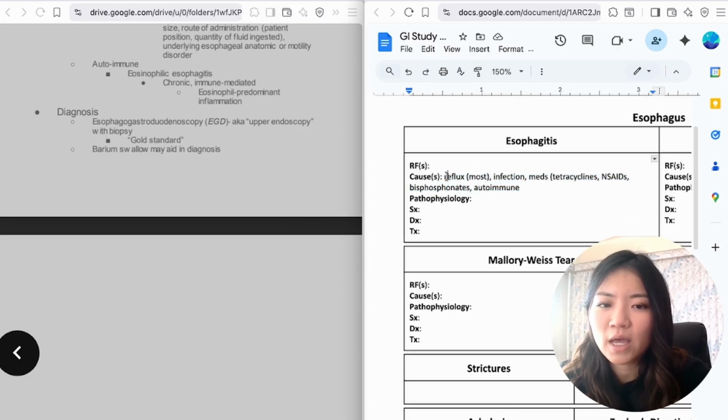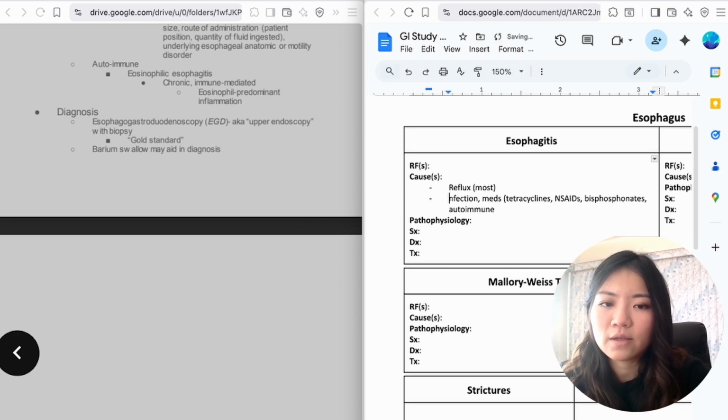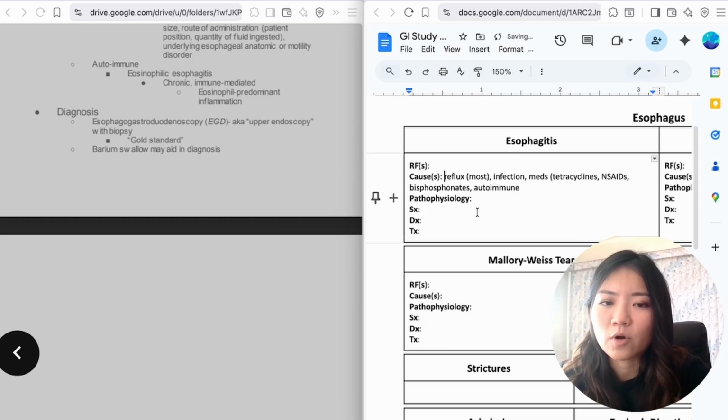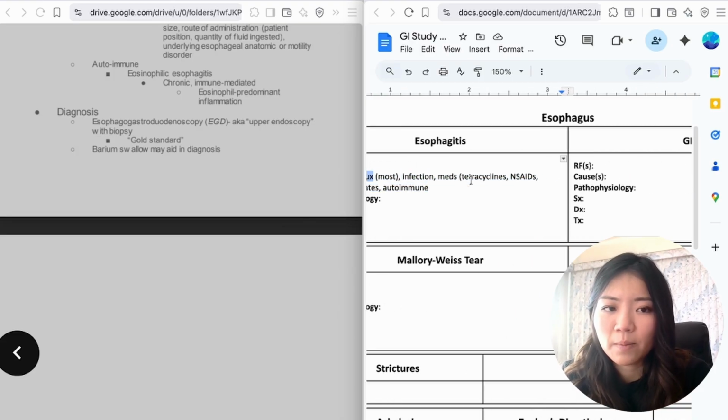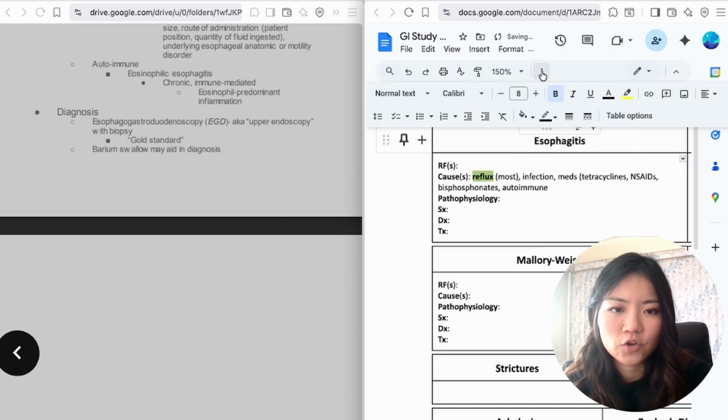Sometimes I'll have it this way. Other times I'll literally bullet it out like this, like have all of them out of bullets. It really just depends on your personal preference or how you want the page to look, because this takes up less space lengthwise. Reflux being the most common, I usually bold this and I usually highlight just so I know.